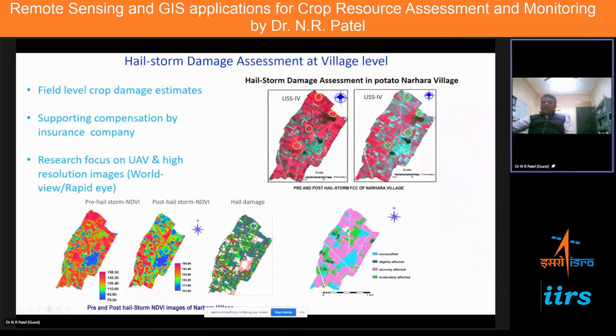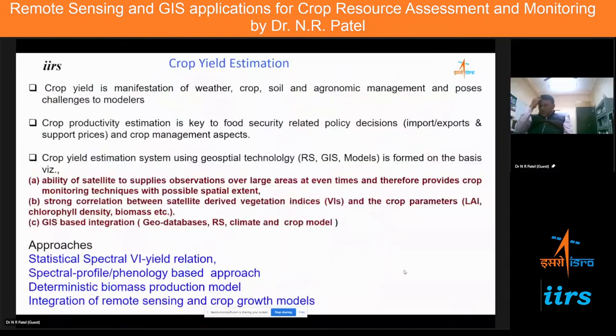And this we could see in NDVI. NDVI is higher before, and after this damage NDVI has gone down like anything. The crop is damaged. We could identify and detect which areas were slightly affected and which moderately affected. Based on this, we could map different affected categories of potato crop due to the hailstorm using the high resolution data. Lastly, there is crop yield estimation also.